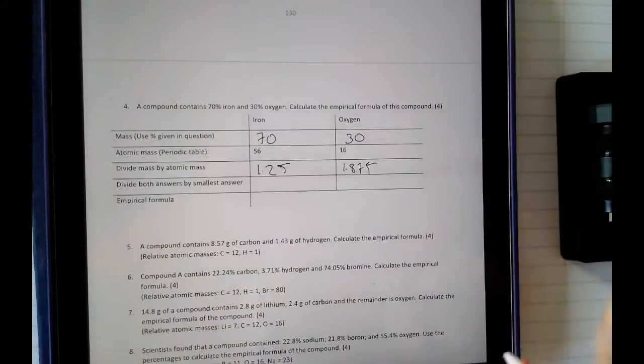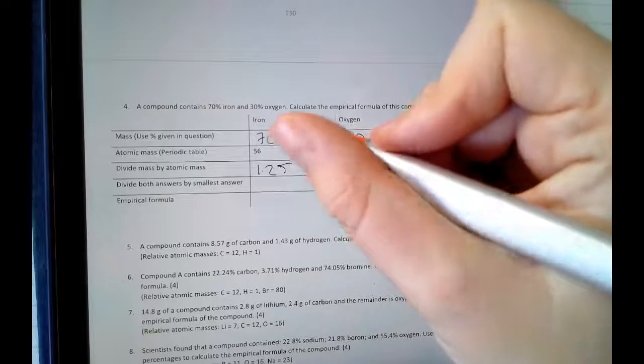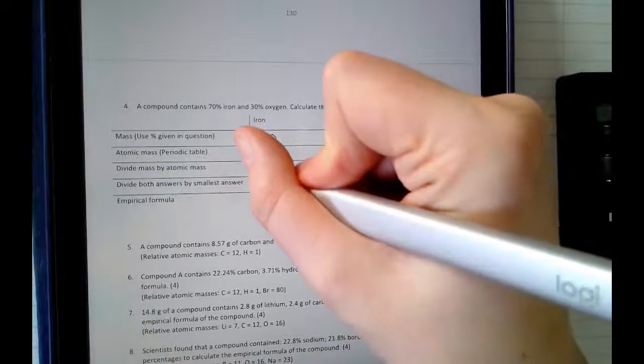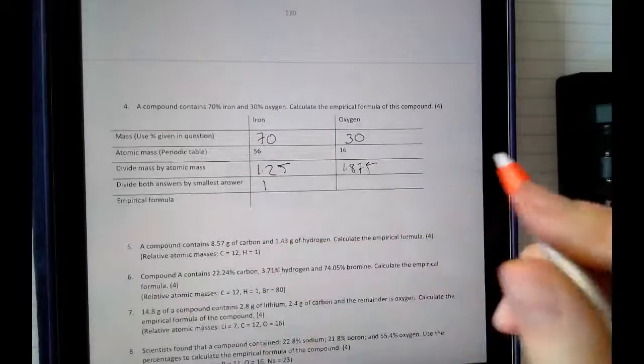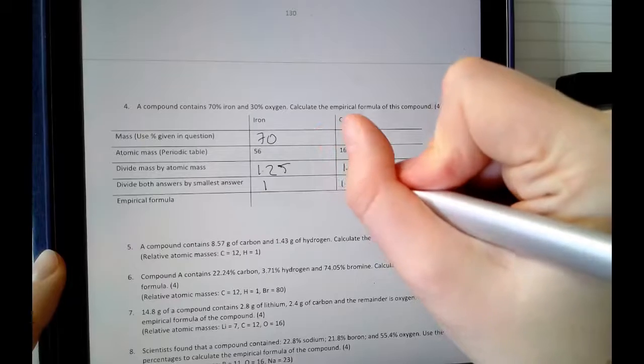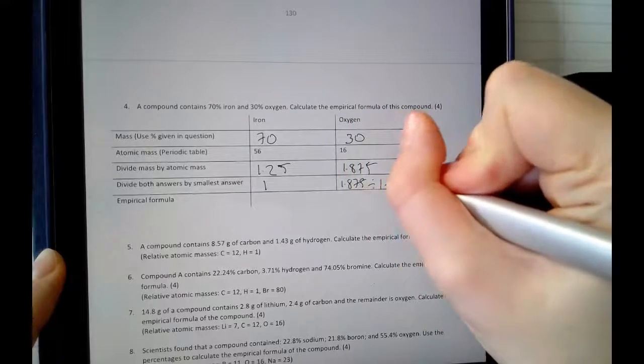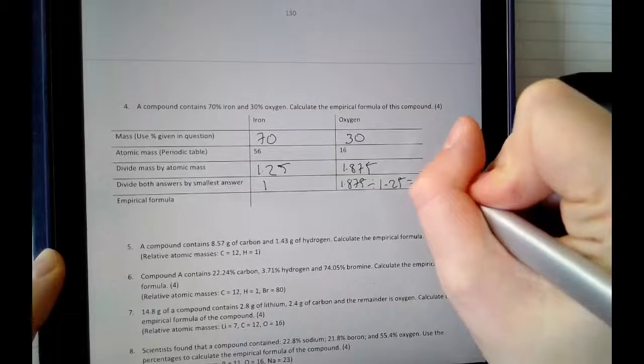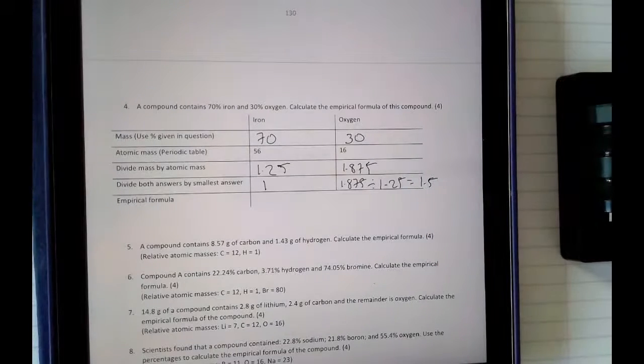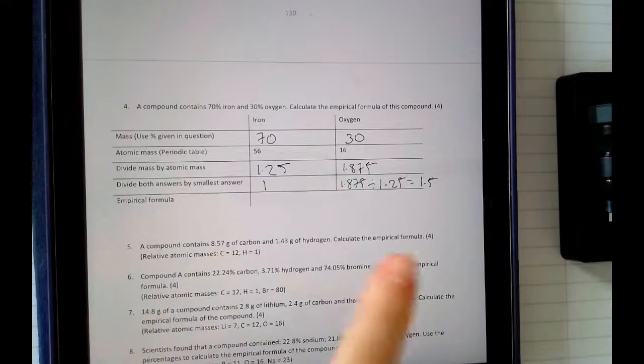Now, to convert these to whole numbers, I'm going to divide by the smallest. 1.25 is smaller, so it's going to be 1.25 divided by 1.25, and that equals 1. And then 1.875 divided by 1.25, and I'm going to end up with an answer of 1.5. So I've divided across by the smallest, and I haven't ended up with whole numbers. I've got 1, which is fine, but I've also got a 1.5. If it was 1.99 that came out on your calculator, you could just round it up to 2. But when you've got 1.5, you cannot just round up or round down.